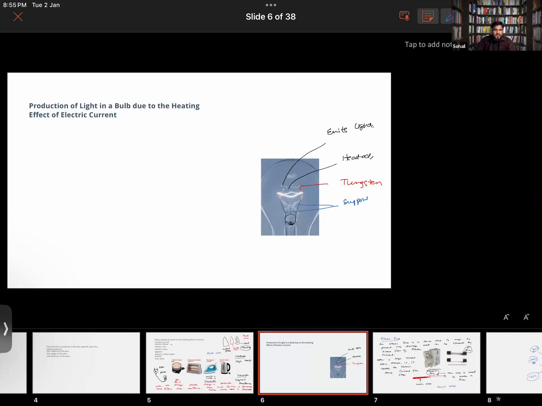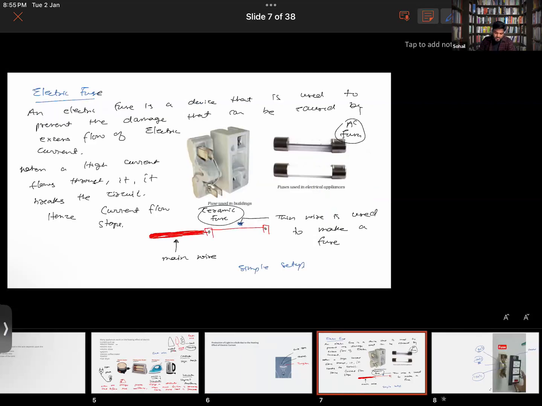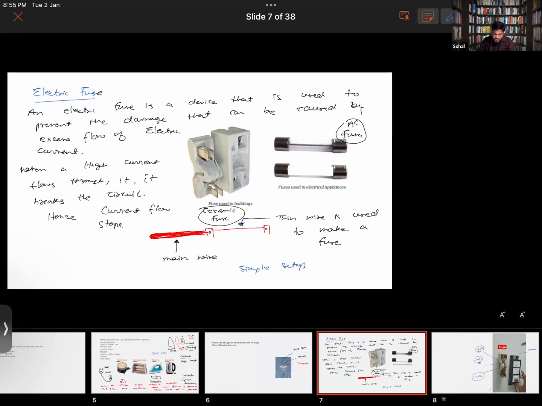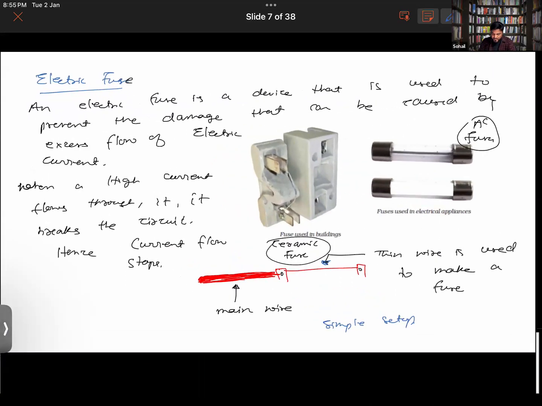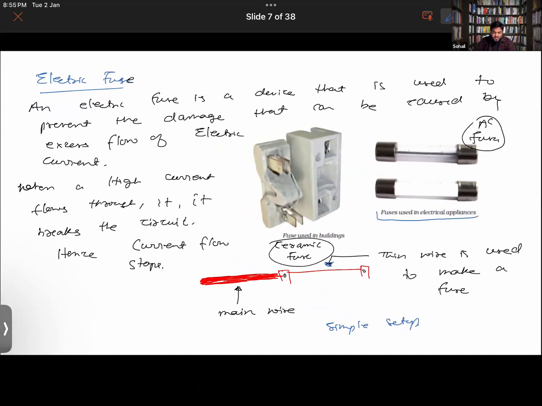And then we did talk about electric fuse also, right? We discussed its mechanism. Now I did tell you this type of fuses are used in electrical appliances. You might have seen such electrical fuses. I am having one right here also. If you want, I can show that to you, but the power connection will be disabled.